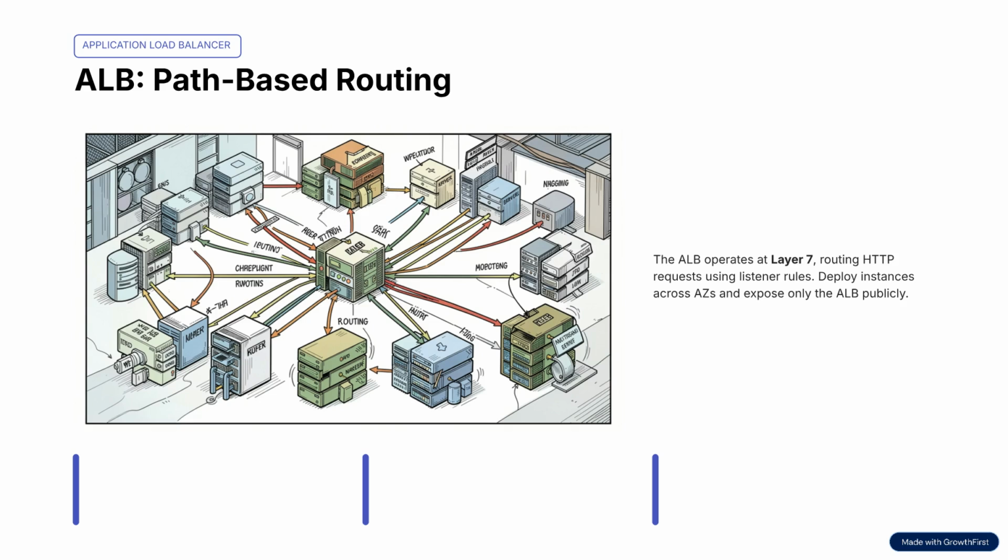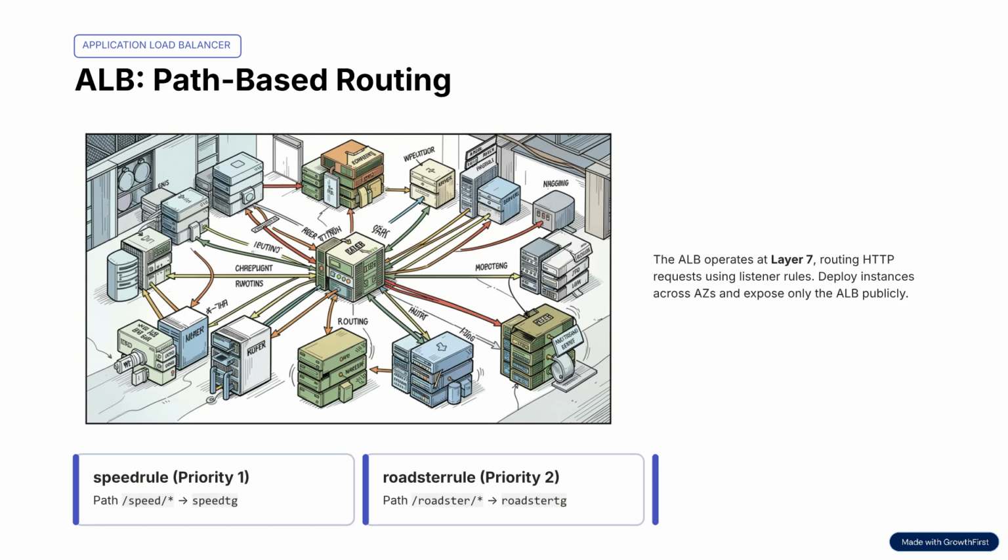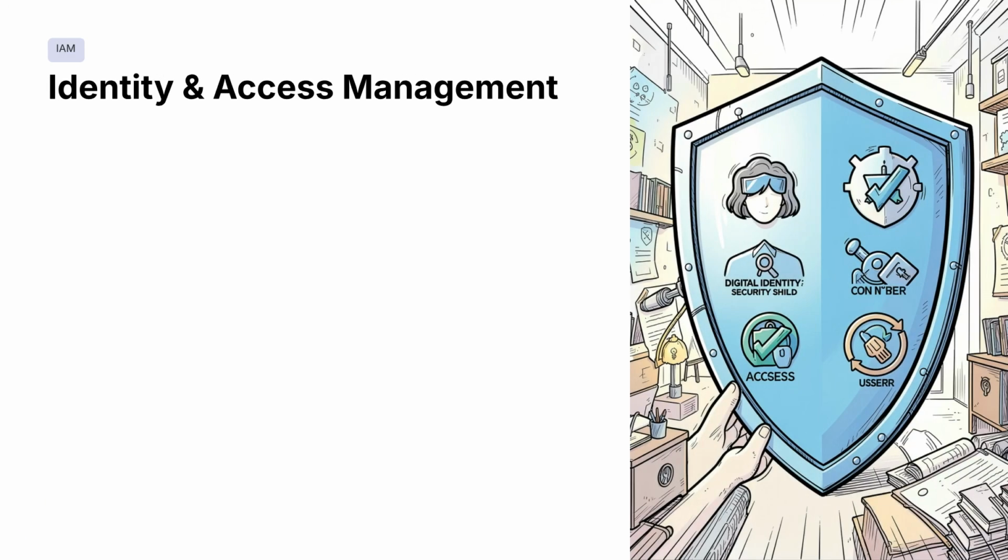The Application Load Balancer operates at Layer 7, routing HTTP requests using listener rules. It supports path-based routing, where rules with a higher priority, like the speed rule, are evaluated before the default rule that returns a 404. IAM is a global service for controlling access to AWS resources.